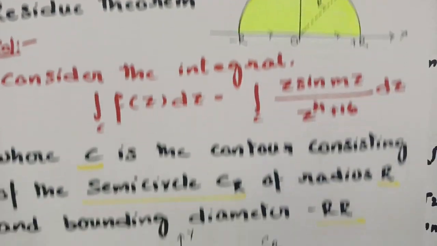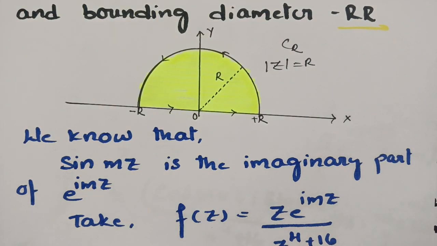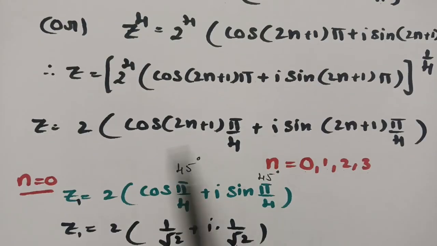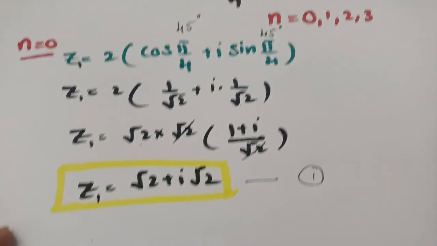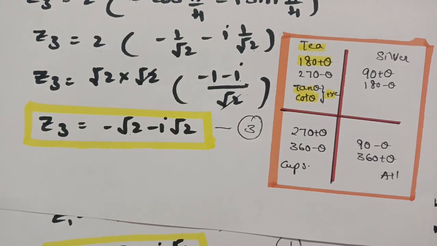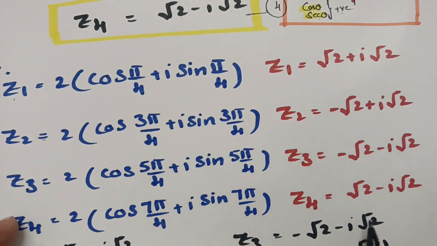So this is the question given. Here, this is the contour given, and this is the function we have to take. After taking the function, we have to find the poles by equating the denominator to zero. So these are the poles. If you keep n equal to 0, this is the first pole. If you keep n equal to 1, this is the second pole. And if you take n equal to 2, this is the third one, and this is the fourth one, as these are the poles z1, z2, z3, z4.